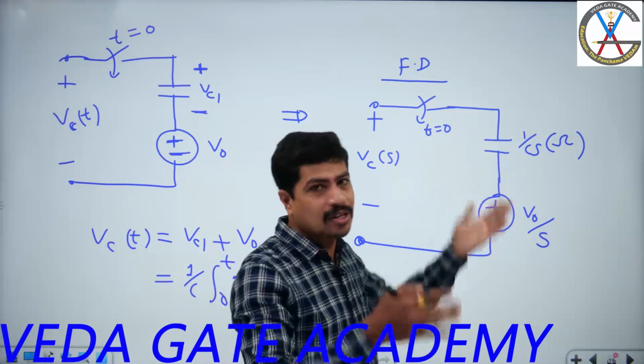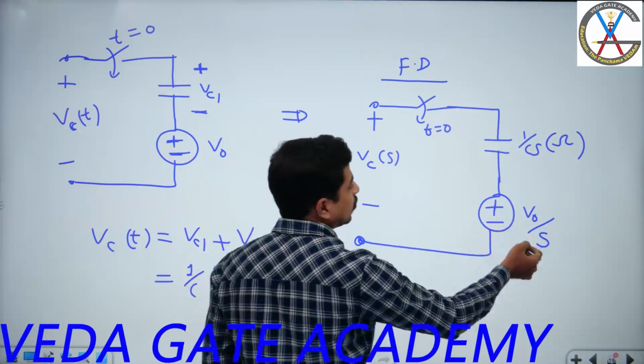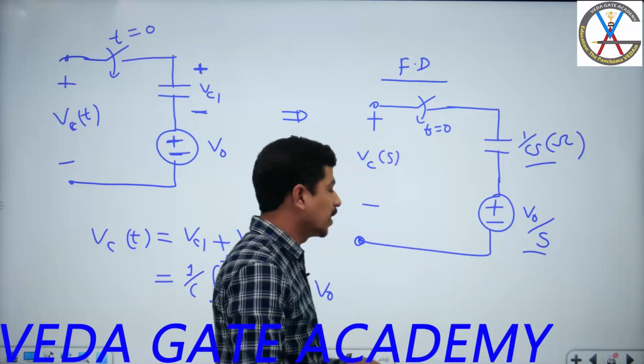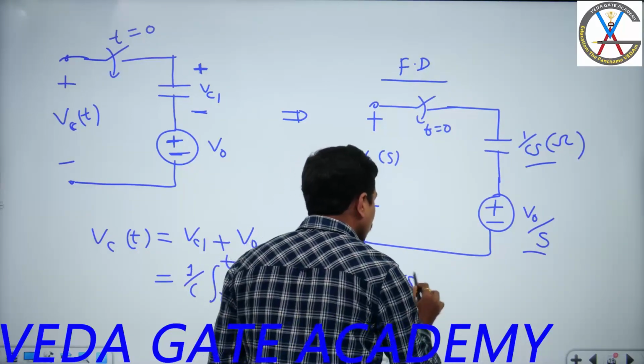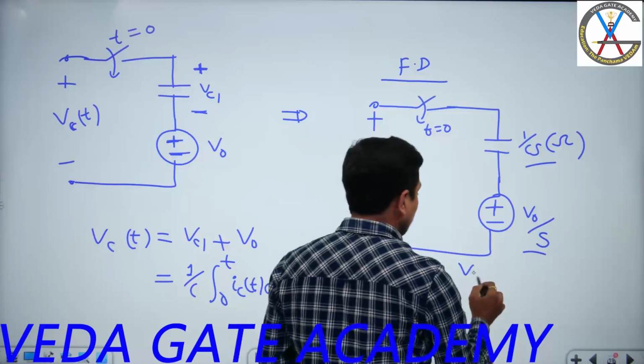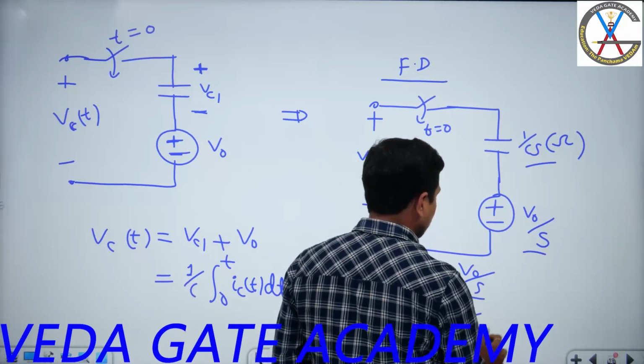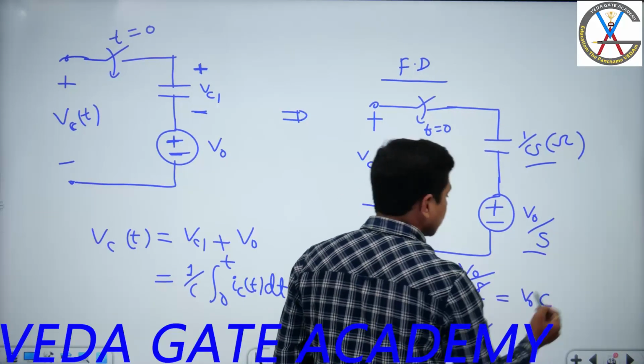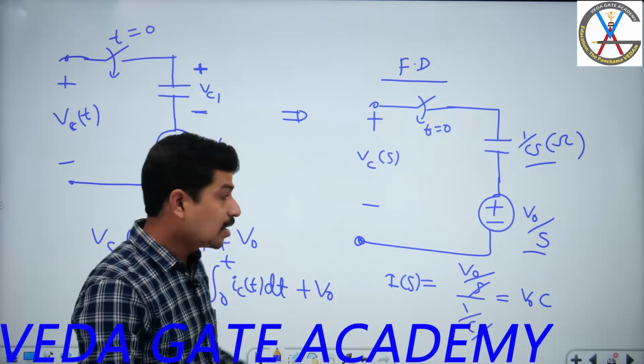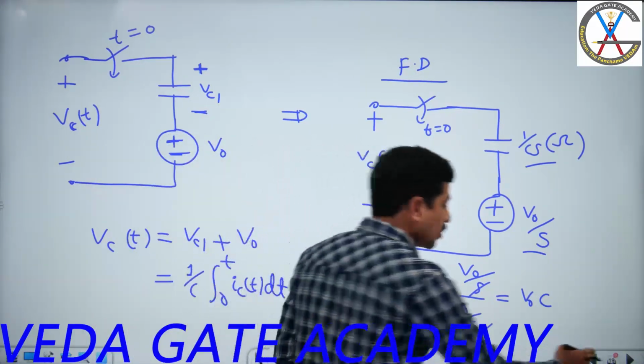You are going to get a current source. What is the value of the current source? This by this: V naught of S by, if you want to represent in terms of I of S, V naught of S by 1 by Cs. So this is V naught C, the value of current. The direction of current should be down or up? Up, please. To the up.